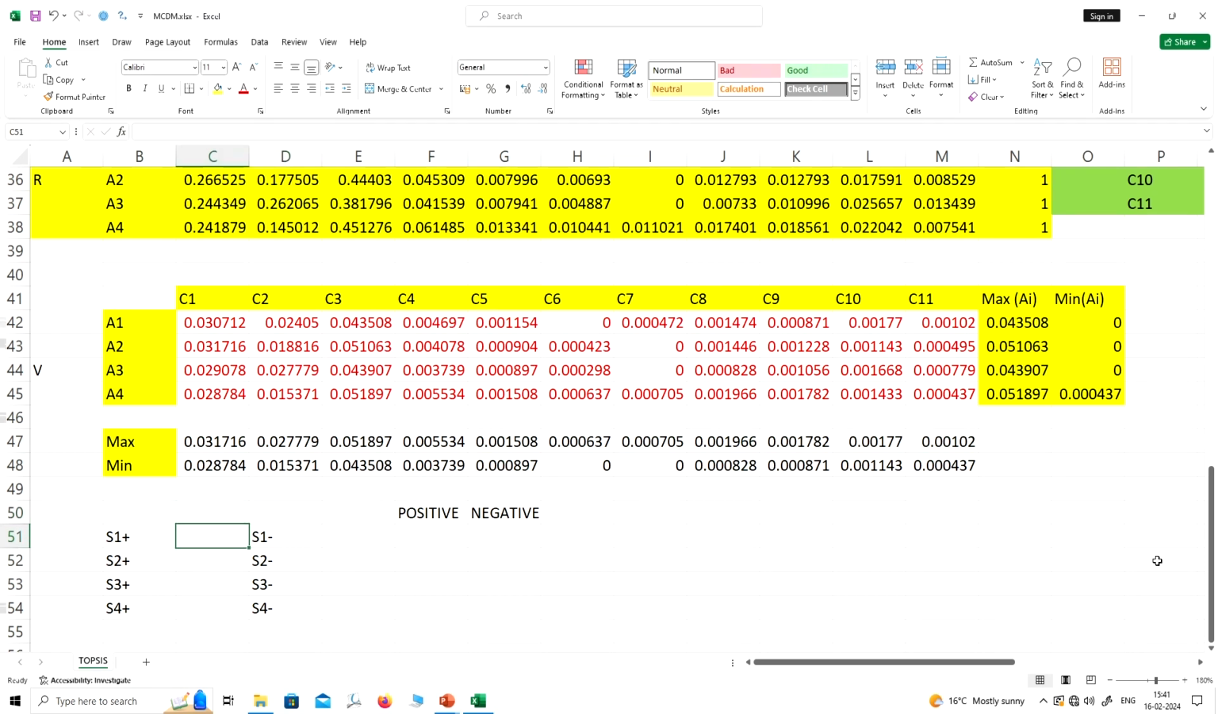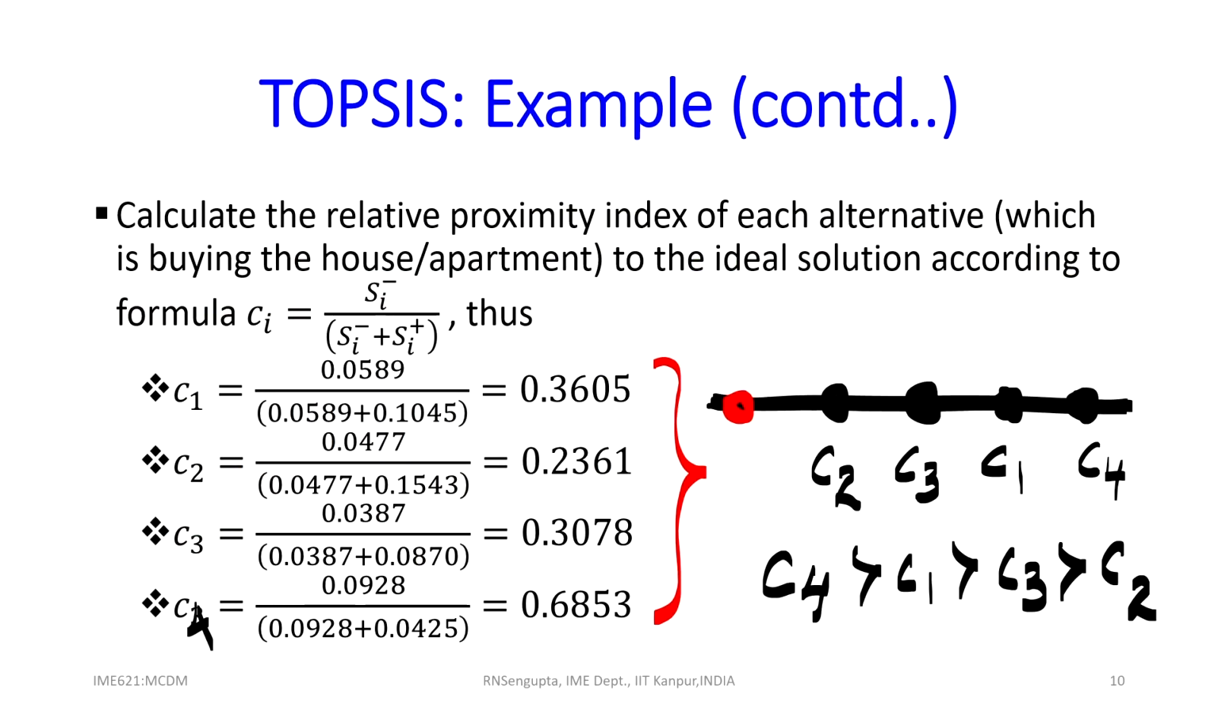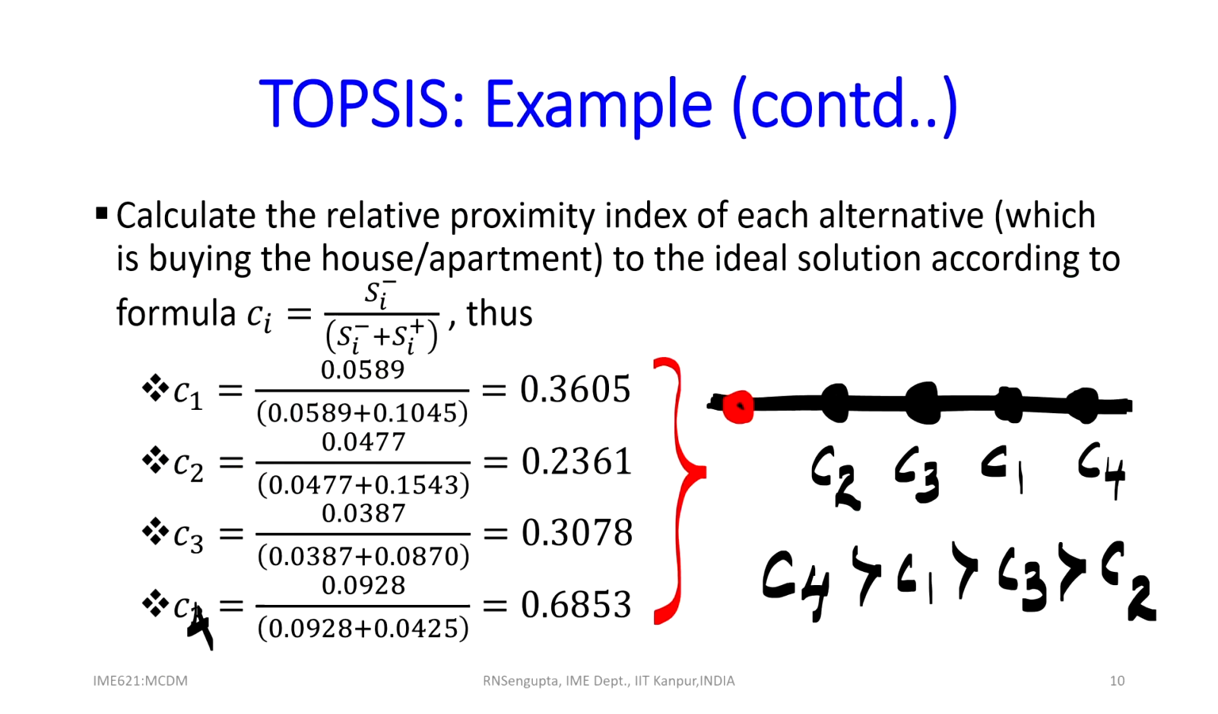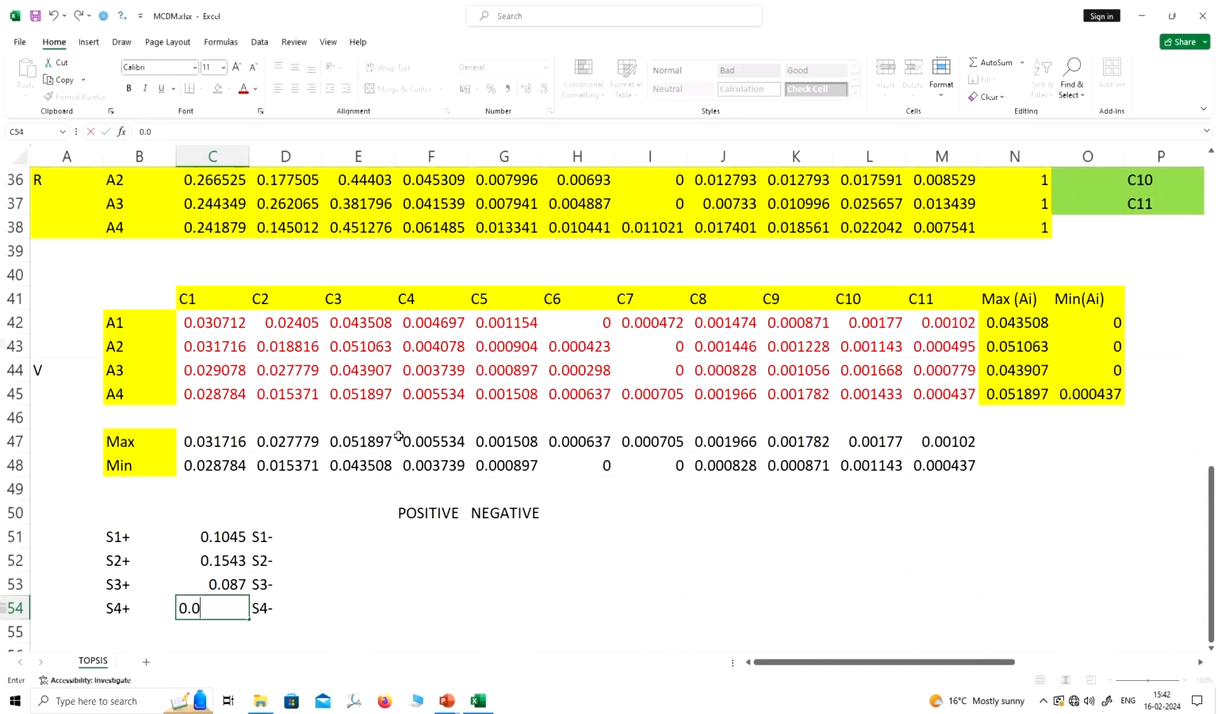If I write down Si plus, the values are given, if you notice, in the denominator, the right hand side. So, I will write them accordingly: 0.1045, then 0.1543, next value is 0.0870, and the last value comes out to be 0.0425. So, these are all the positive part done.